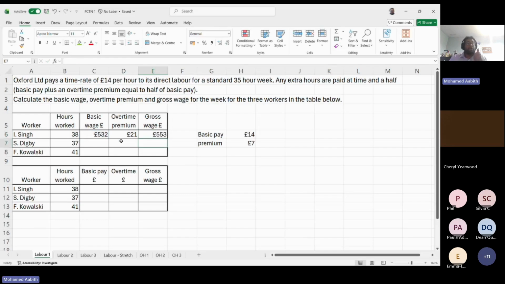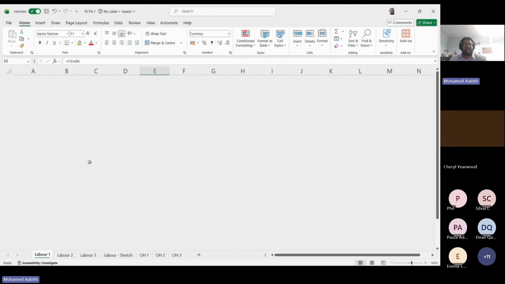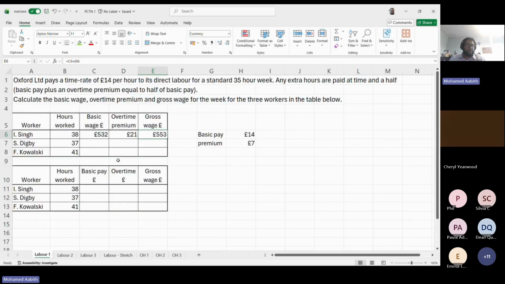In your exam, you need to know this basic formula, adding two cells together. It is very elementary. For somebody who's done Excel, this is going to be like nothing, but if you haven't done Excel, you need to know. Okay, now let's look at the next one.